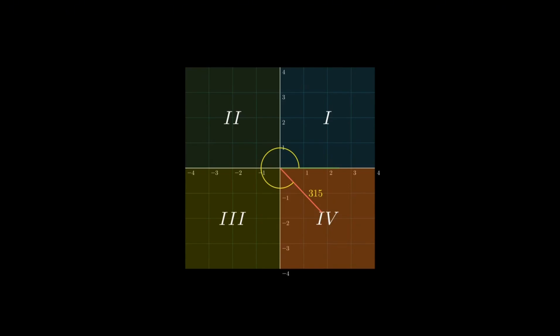If the terminal side falls exactly on one of the coordinate axes, the angle is called a quadrantal angle. Examples include 0 degrees, 90 degrees, 180 degrees, 270 degrees, and 360 degrees.